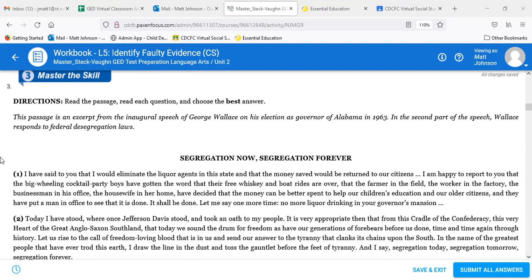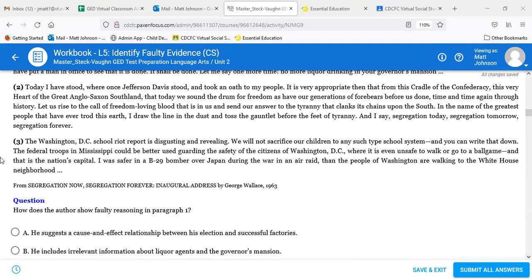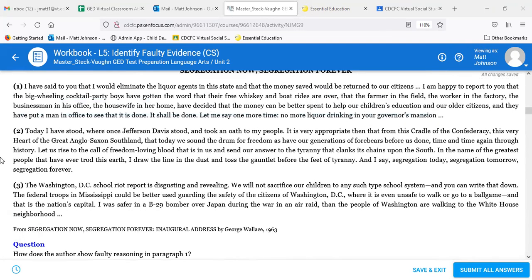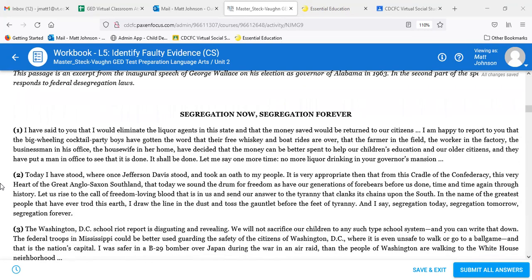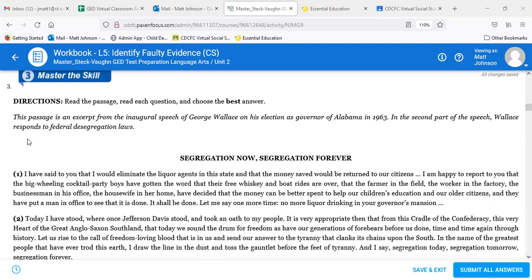So you might be able to tell what we're looking at here concerning the title, right? Segregation now, segregation forever. And this is from his inaugural address after he was elected as governor of Alabama in 1963. So here we go.